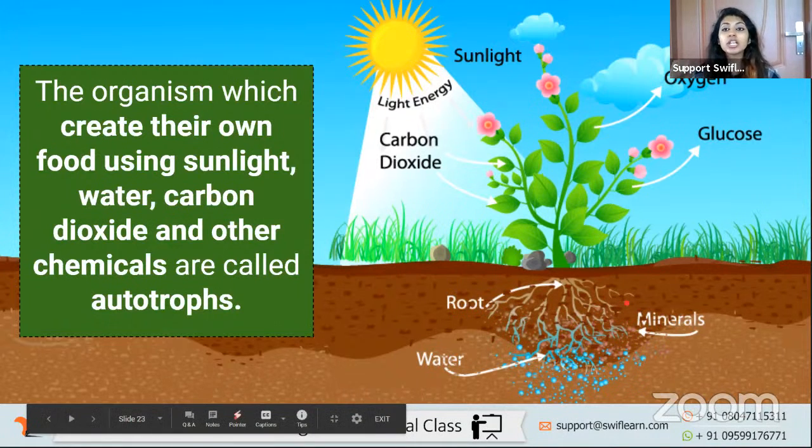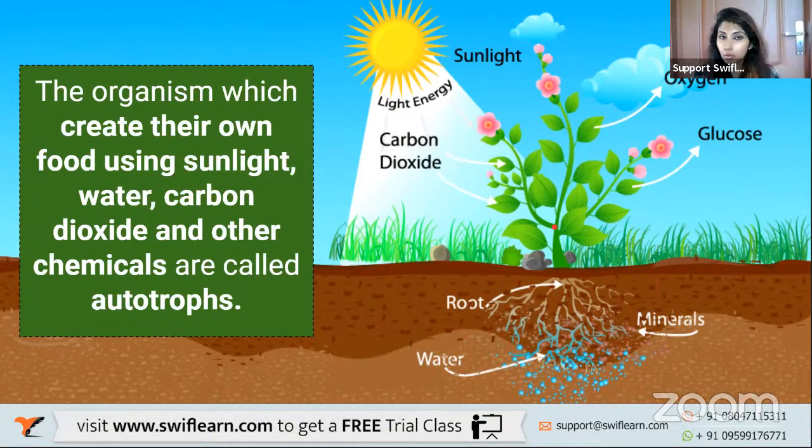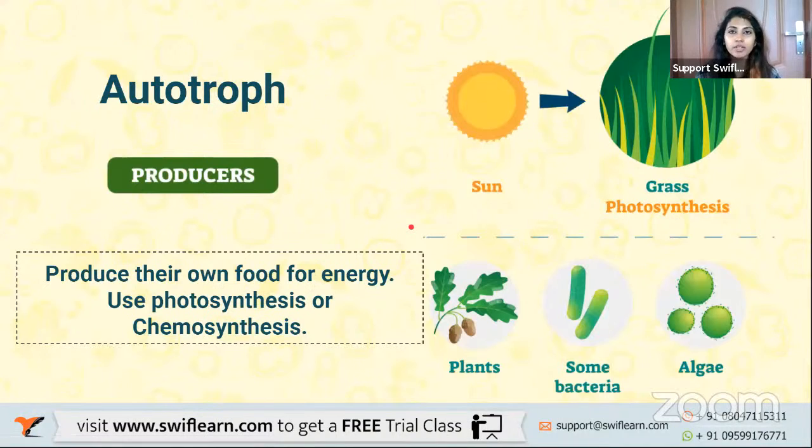So the organisms which create their own food use all these components: carbon dioxide, sunlight, minerals, water. The plants are cooking their own food. Plants which cook their own food without the use of any other source are known as autotrophs. This is the process that is happening. In detail, I will explain the process in the upcoming slides.